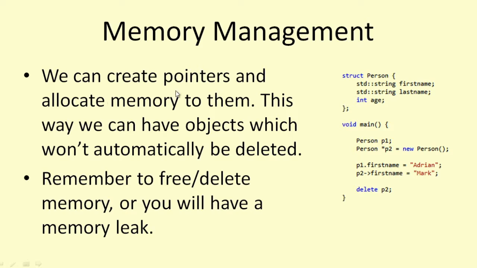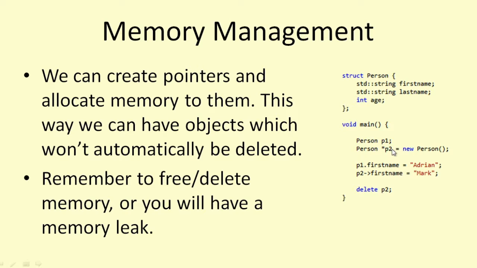So what we can do is create pointers and allocate memory to them. And the reason you do this is objects don't get deleted when they fall out of scope. So if you want an object which is going to last, even when the method which creates it exits, you can create these pointers, allocate some memory to them, and then it's your responsibility to actually delete them.